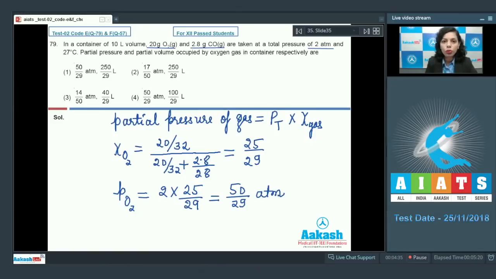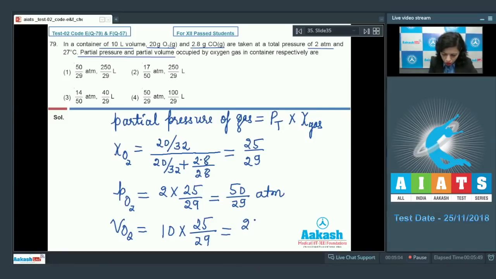The next thing that you have to solve here is the partial volume of oxygen. The two things which we have to find out, partial pressure and partial volume of oxygen. So in a similar way, if we talk about the partial volume of oxygen, that would be equal to the total volume into mole fraction. So what is the total volume? Total volume is given here, that is 10 liter, and on that basis 10 into the mole fraction, that is 25/29, and it would be 250/29, and this is in liter.